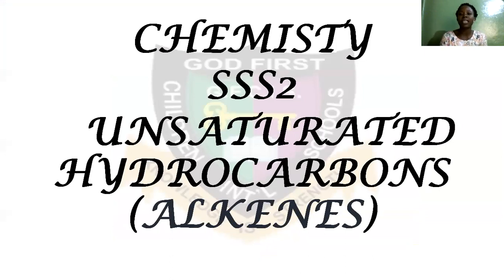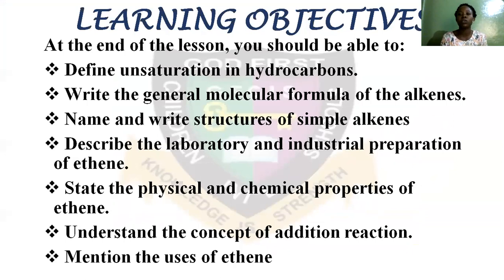So let's look at our learning objectives for today's class. You should be able to define unsaturation in hydrocarbons, write the general molecular formula of alkenes, name and write structures of simple alkenes, describe the laboratory and industrial preparation of alkenes, state the physical and chemical properties of alkenes, understand the concept of addition reaction, and then mention the uses of alkenes. These are the basic things we are learning in this class today.